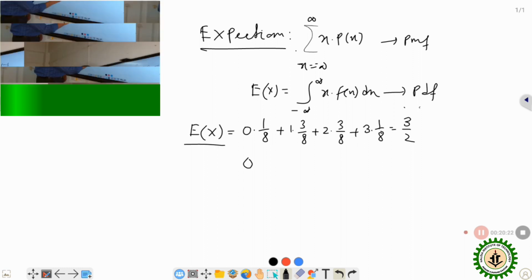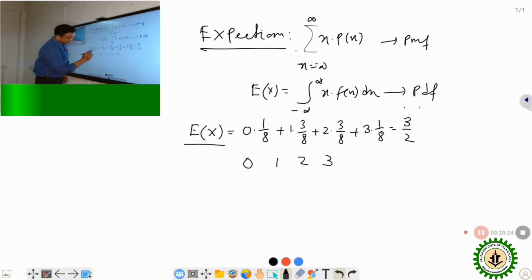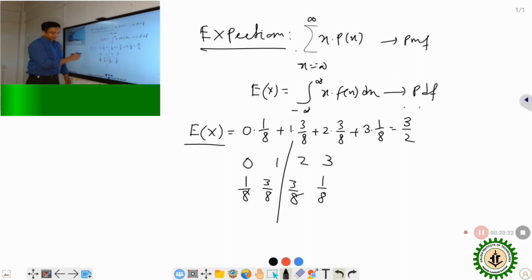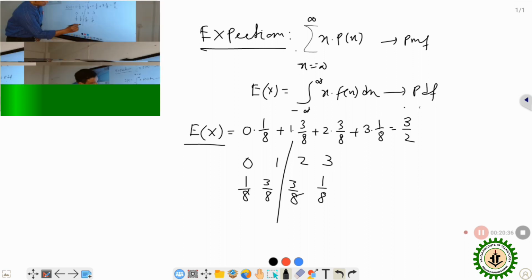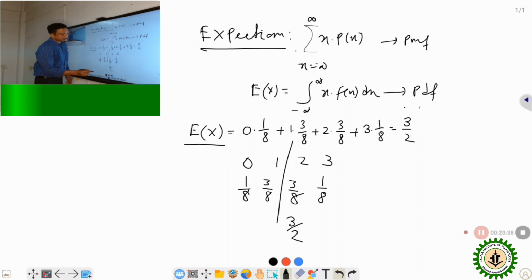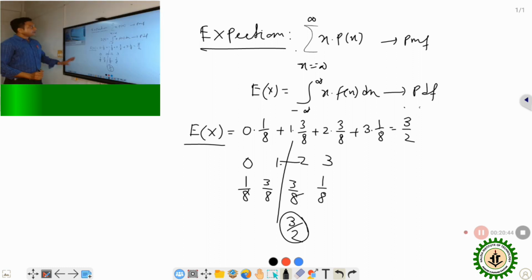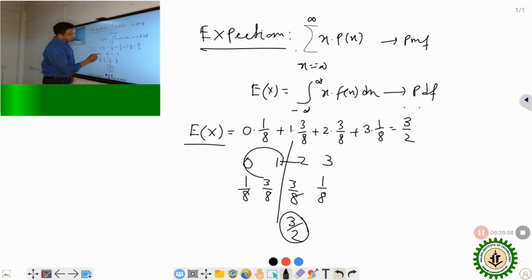Look at this. You have 0, 1, 2, and the probabilities of them are 1 by 8, 3 by 8, 3 by 8, and 1 by 8. So the middle is here between 1 and 2. That's why the expectation is 3 by 2, which is in the middle of 1 and 2. So you need to remember that expectation is not a probability. This is a number, so it can be from minus infinity to plus infinity, anything, and it can be between two values of your random variable. These two things you need to remember.